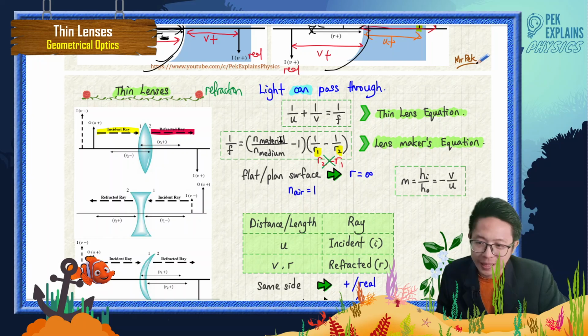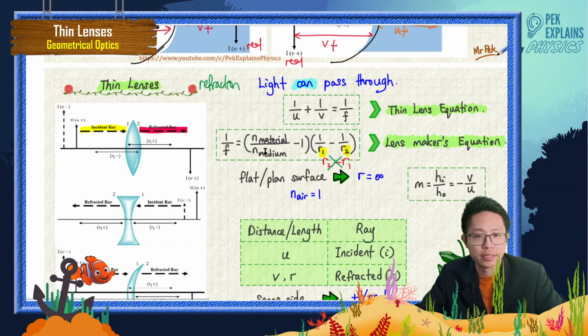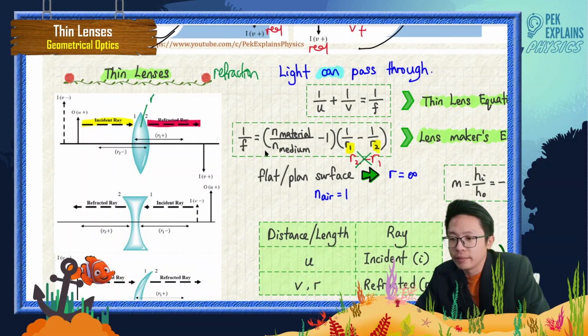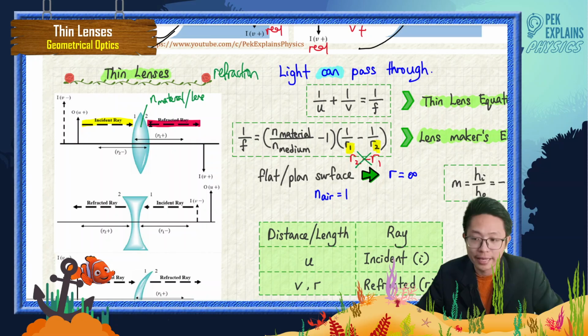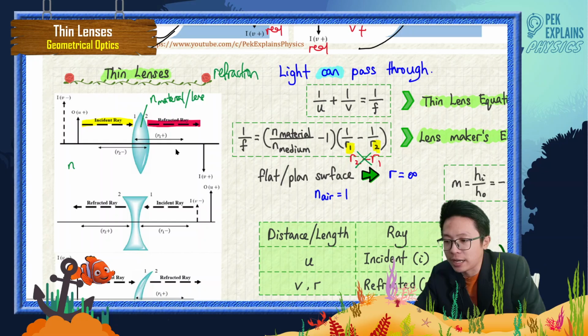What is n material? What is n medium? N material means the refractive index of the lens. Look carefully: n material is actually the lens, the refractive index of the lens. N medium means where this lens is placed. It's the medium outside the lens. This is the refractive index for the outside, n medium.